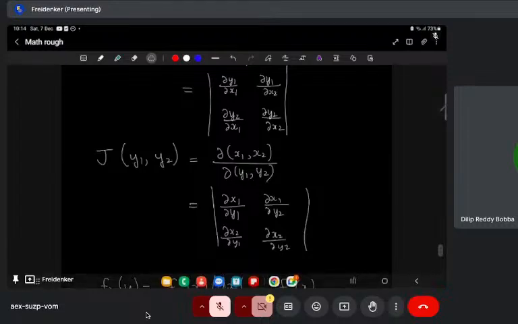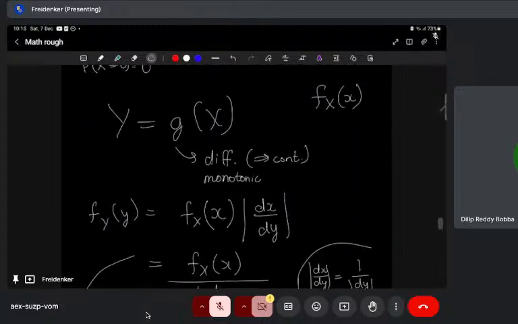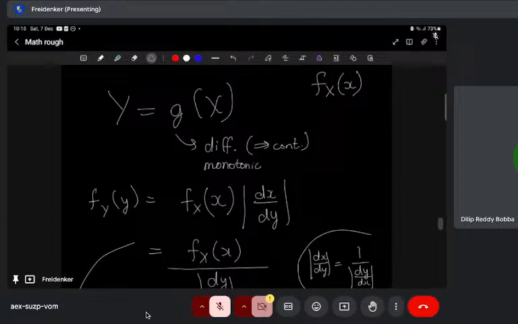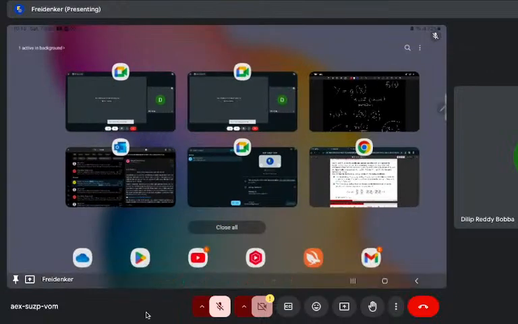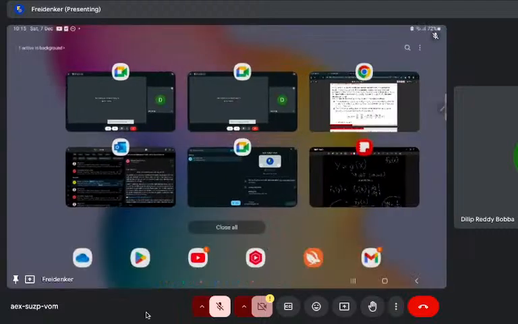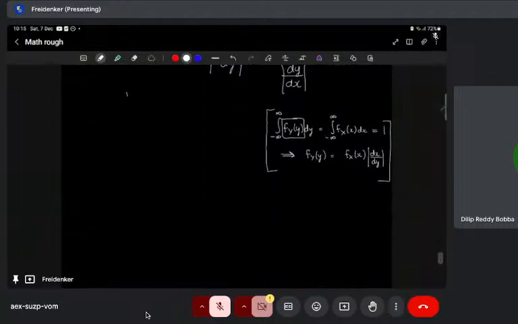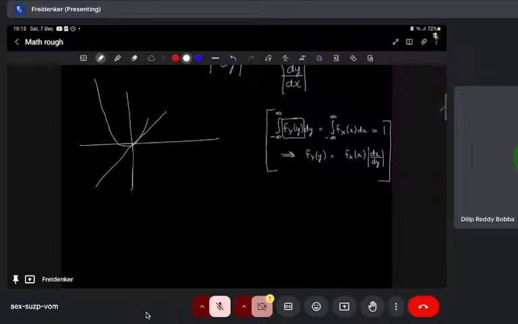What is the theorem? Previously, our g of x is there, right? g is differentiable and g is monotonic. Are there any such conditions over here? We'll see. Because when we have two variables, how do you say if a function is increasing or decreasing? We wouldn't know, right? Because if there's a function in two variables, you can plot it in 3D. Let's say the function looks something like this. This is some 3D function.